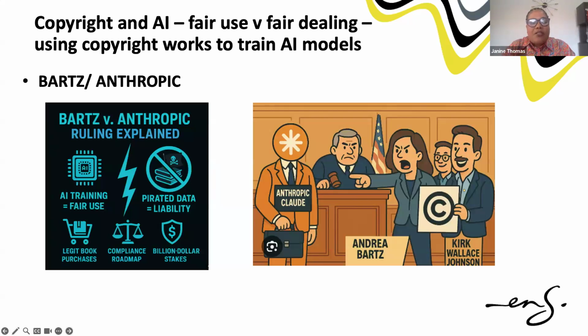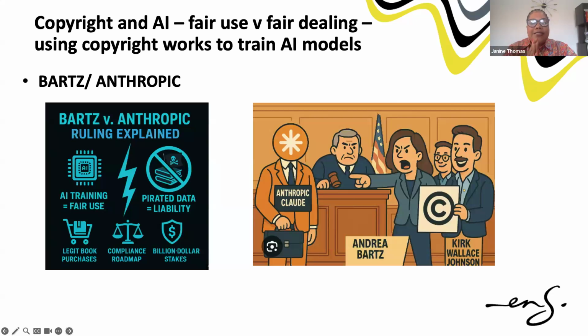Now, the leading case on this is the US case of Bartz versus Anthropic. And essentially, Anthropic had or has an AI tool called Claude, and the way that they were training their AI model was to feed it information from certain books or sources. And their sources were twofold. The first set of sources were from original printed books, which they then scanned and discarded. And then the second set of sources were digital sources, but they were unauthorized or pirated copies.